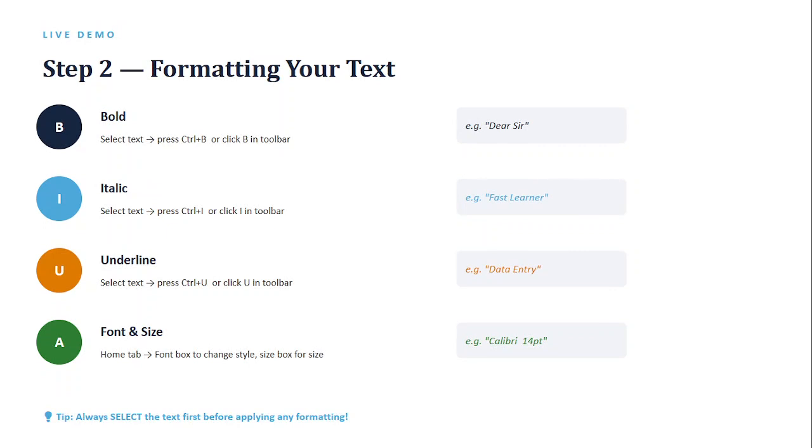So that's what each of those does: bold, underline, italic, font, and size. One rule always to remember: select the text first, then format. If you forget to select, nothing will change.